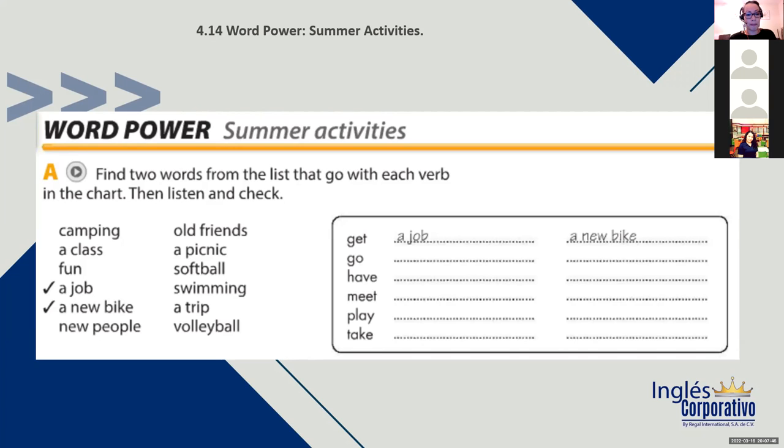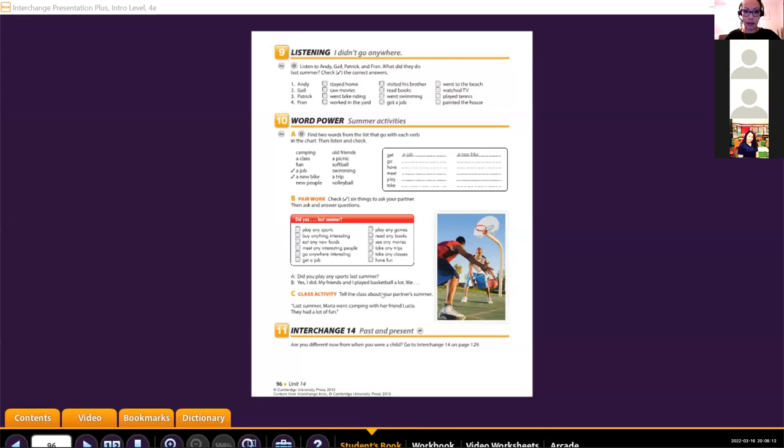What about play? Softball. Softball or volleyball, good. And take? A trip. Okay, so we can say take a trip as well or take a class. And those are for summer activities and we can use this vocabulary. Vamos a ver el cartelito completo para ubicarnos mejor.